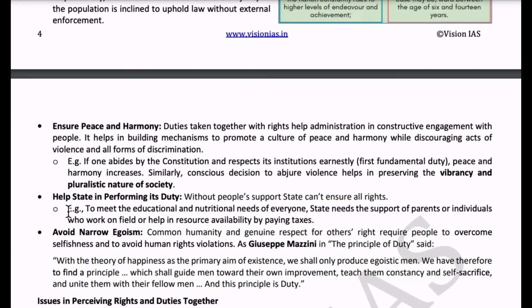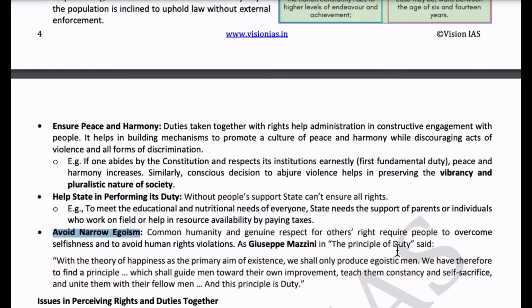Next, if the peace and harmony in the state is maintained, the state can perform its duties effectively, right? It can effectively perform its duties by developing itself in various dimensions. Next is, it avoids narrow egoism.